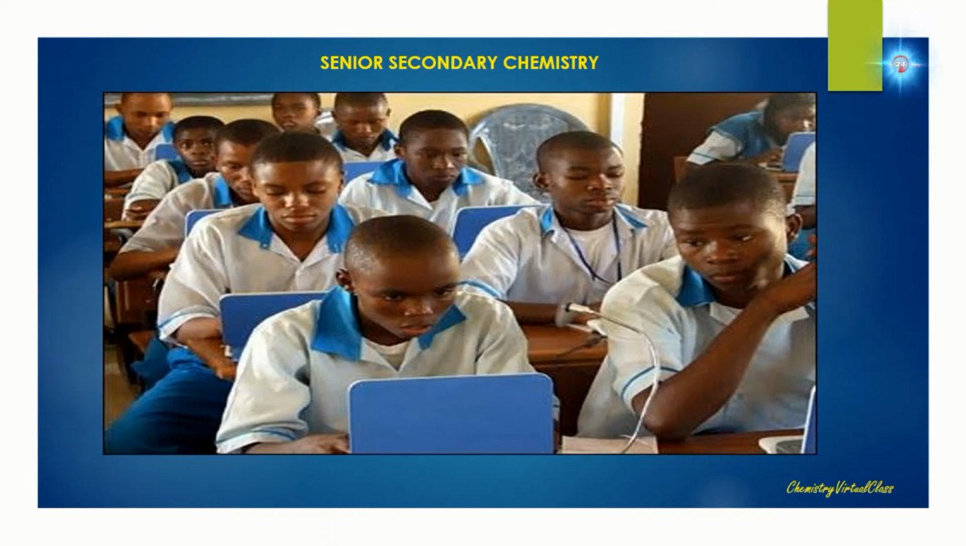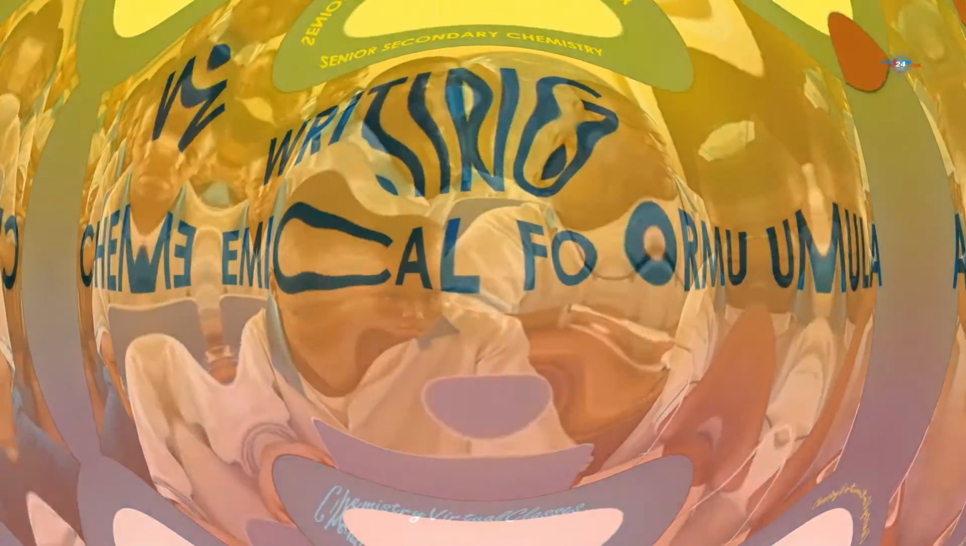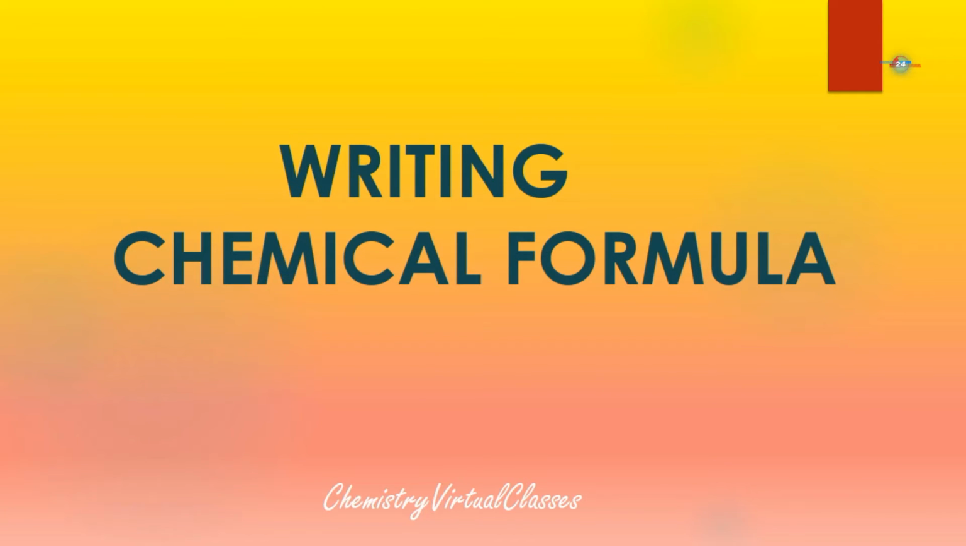Hey students, welcome to another chemistry lesson. Today we are going to talk about chemical formulas, how to write the proper chemical formula. Remember, writing chemical formulas is important because without the correct chemical formula, you cannot write the correct chemical equation, and also you cannot balance a chemical equation. So remember that this lesson is very important, so take a pen and walk with me through this lesson.